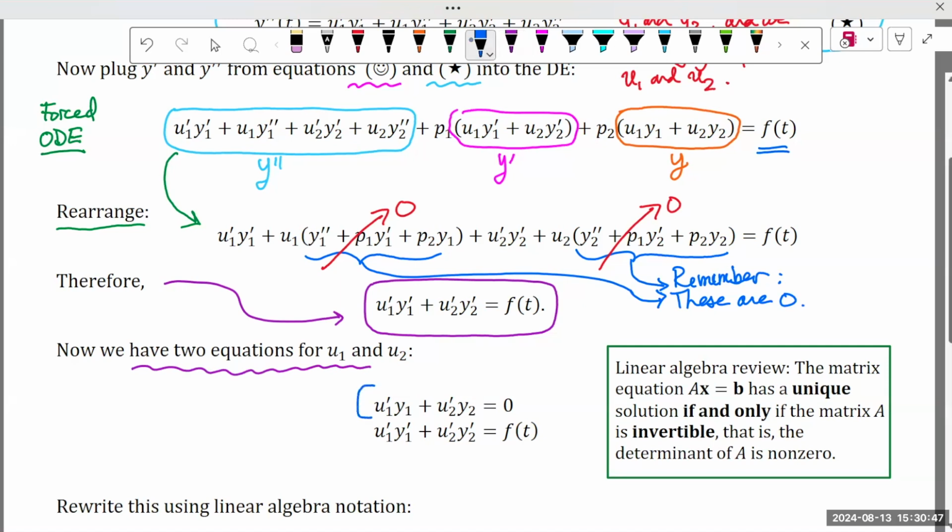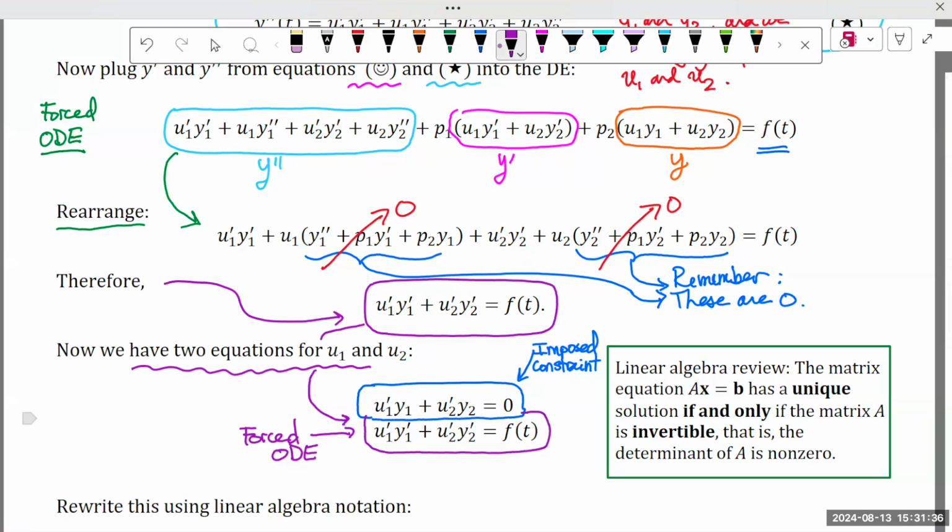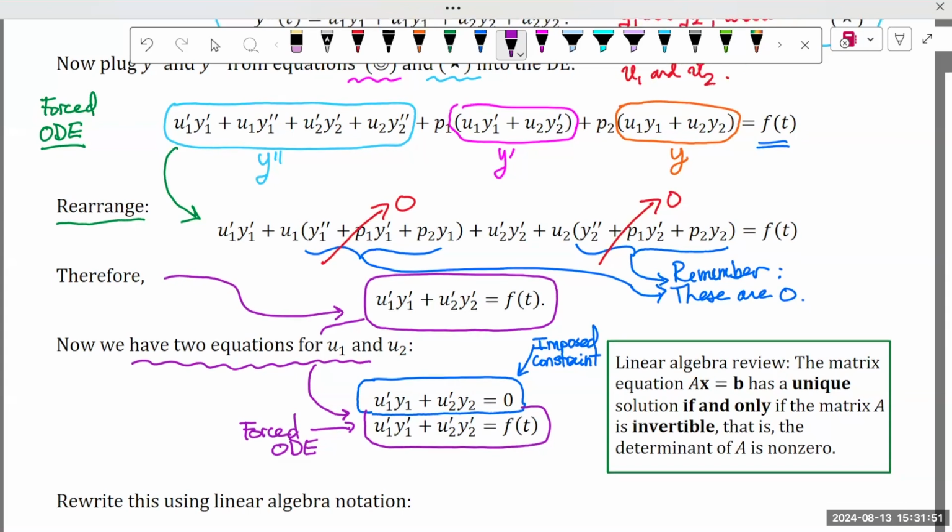Our two unknowns again are the u1 and the u2. This first equation comes from our imposed constraint that we wanted u1 prime y1 plus u2 prime y2 equals 0. The second equation comes from what we just calculated. It is, in fact, the result of rewriting our forced ODE. What is it that is useful about this form? Notice again, keeping straight what is known and what is unknown, it's the u1 and u2 that we're trying to find. And in fact, we've got two linear equations for the derivatives of u1 and u2.